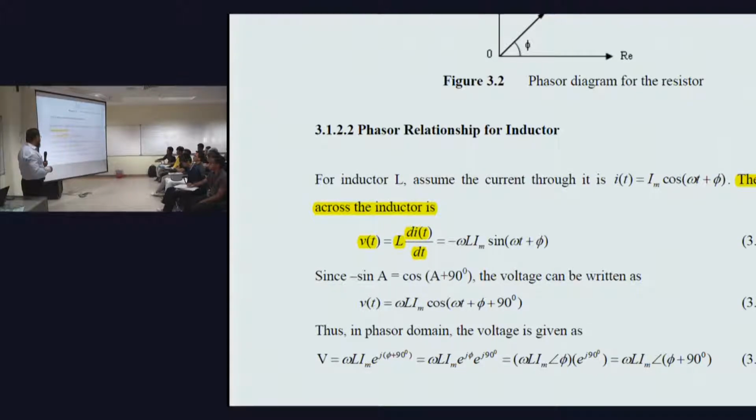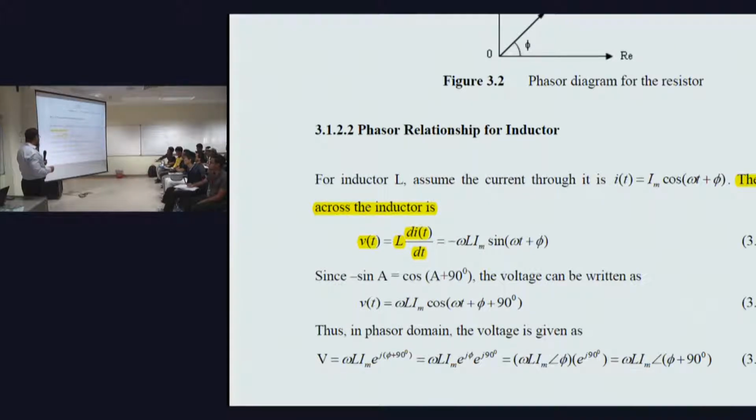So for now, just know that v(t), the voltage across an inductor, is related to the current through it through this relationship, L di/dt. So what is di/dt? The rate of change of current through the inductor. And L is the inductance in Henry. You know that, right? The unit for inductance is Henry.